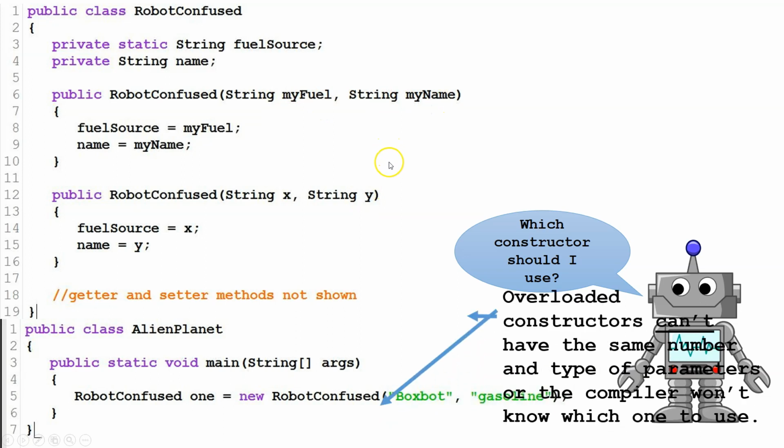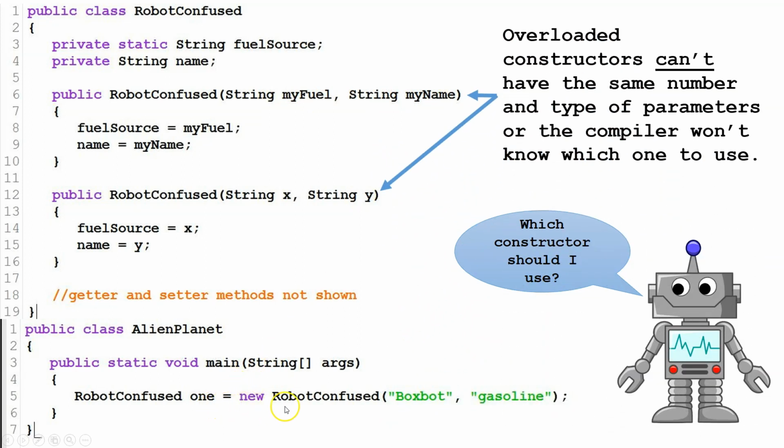This is a problem because when we want to create an instance, we're passing two strings. Our compiler doesn't know, do we want to use this constructor or this constructor? It could legitimately be either. So robot confused won't even build because when the compiler tries to create an instance, it's not going to be able to know which constructor we want to use.